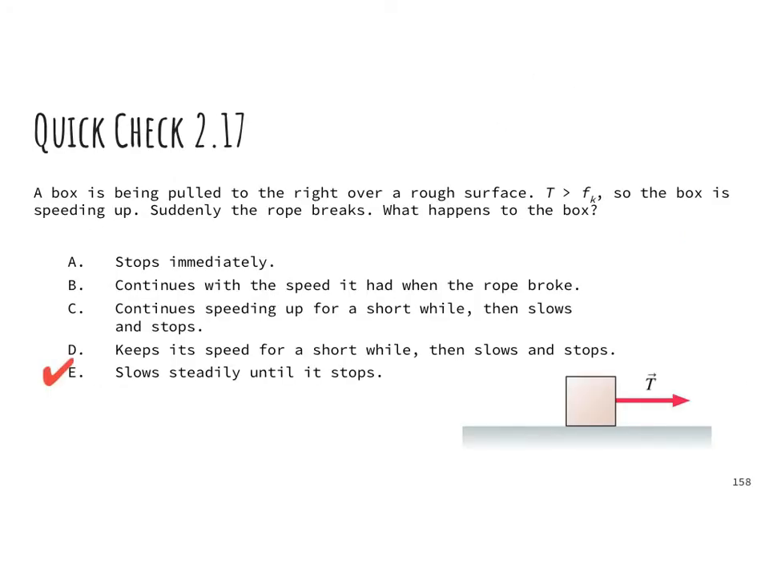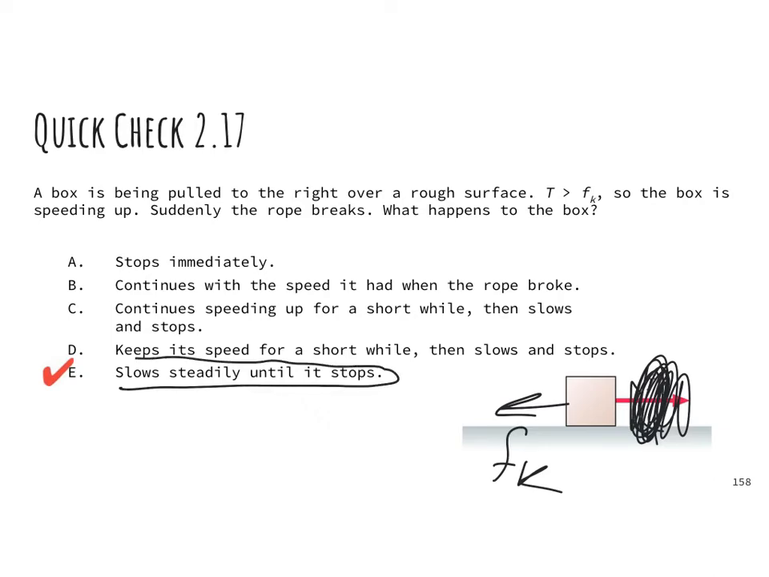All right, so we got a quick check here. The box is being pulled to the right. The tension force is greater than kinetic friction, so the box is speeding up. But then suddenly, the rope breaks. What happens to the box? Well, we know that there's still friction opposing the box, kinetic friction. Once I get rid of the tension, the only force acting in the x direction is friction, and it's opposing motion. That will cause the box to slow down and then eventually stop.